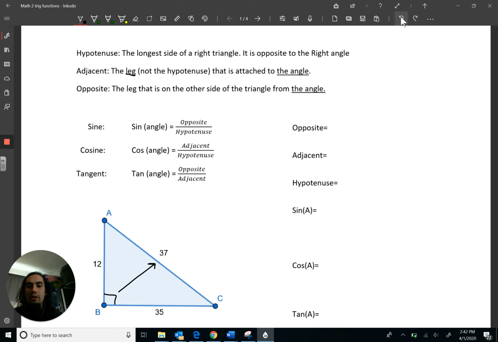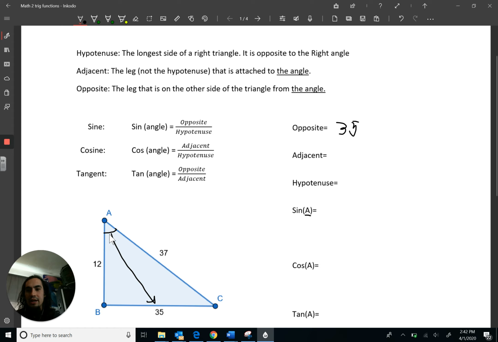All right, so let me get rid of all this, and let's fill in the stuff. The opposite side, since we're talking about angle A, what's opposite to angle A? Well, here's angle A right here, right? Opposite to it is on the other side of the triangle. So I'm going to go all the way to the other side. So that opposite side is 35. The adjacent side is the side that's attached to the angle.